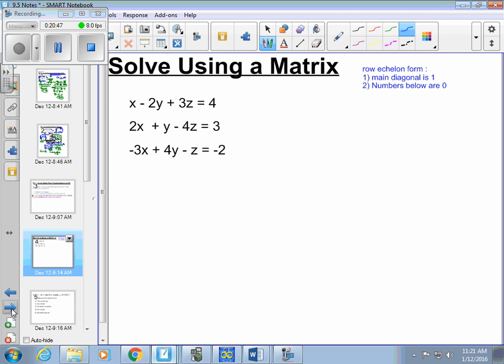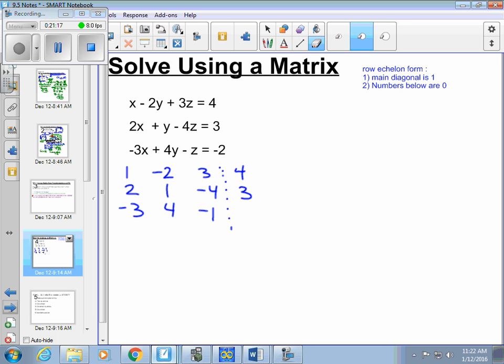So this one says solve using a matrix. As we go through our example, your first step is to write it as that augmented matrix with just your coefficients on the left side and the constants on the right side of that dotted line. So I'm going to start, I've got 1, -2, 3, and 4. 2, +1, -4, and 3. -3, 4, -1, -2. And I'm going to make sure I write my 2's so they don't look like z's. I don't know, I'm on a kick, I suppose.